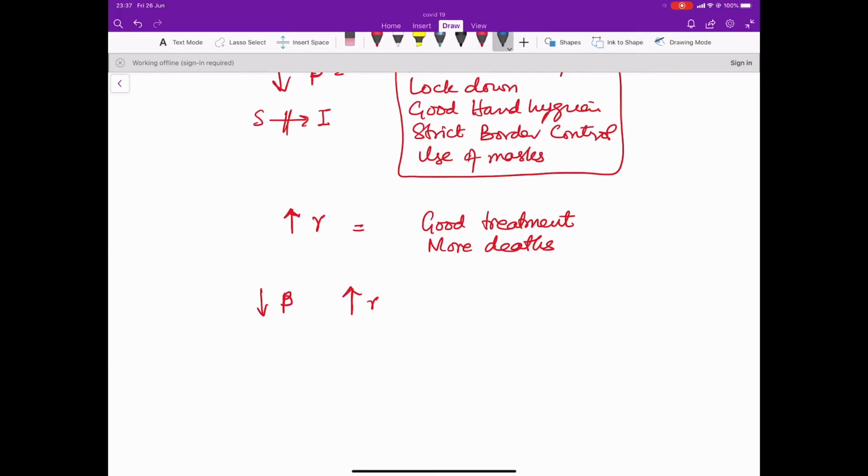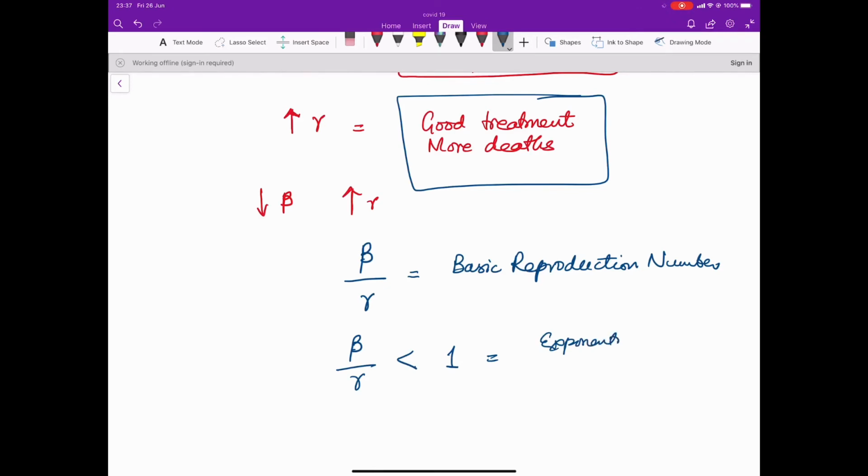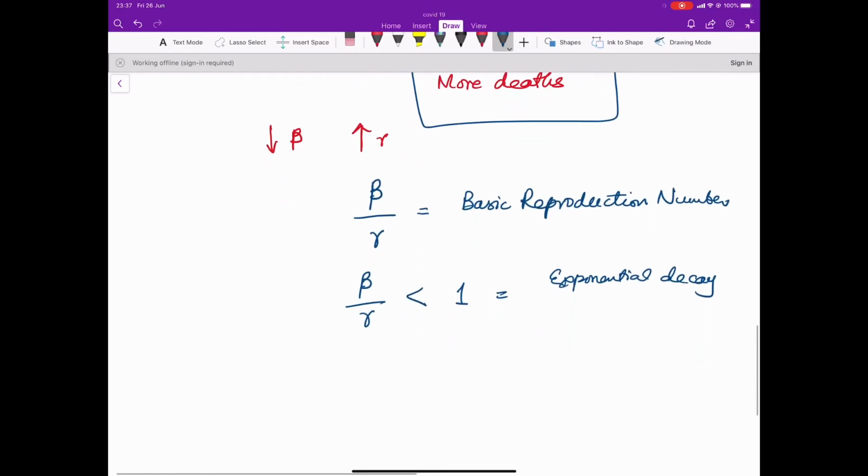How you can do that, I have already explained with the examples. Now the important thing mathematically is that the ratio of beta by gamma is known as the basic reproduction number, or R naught, and we always want to keep this ratio below 1. So ideally beta divided by gamma should be less than 1, and this would lead to exponential decay. Over a period of time the cases would decrease until they reach a level where there would be no more problem.